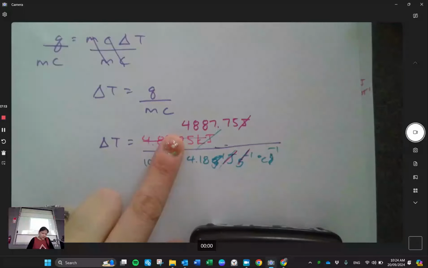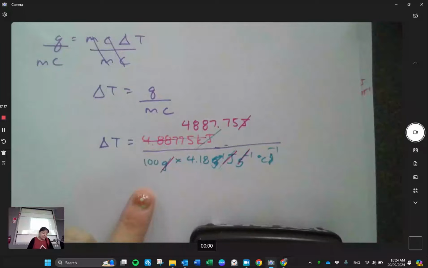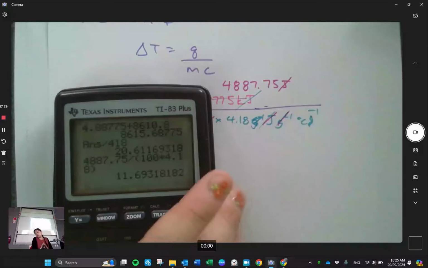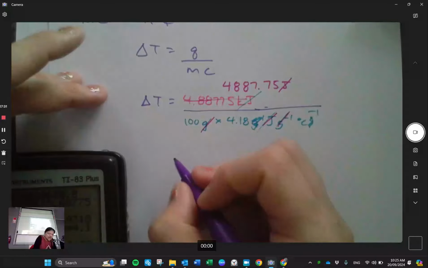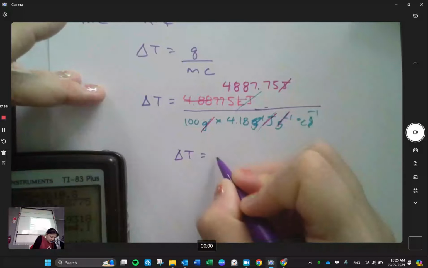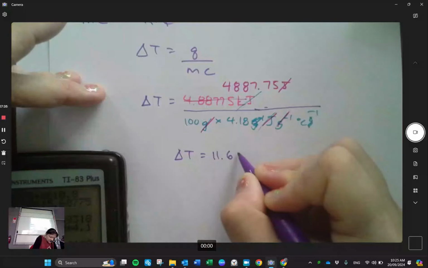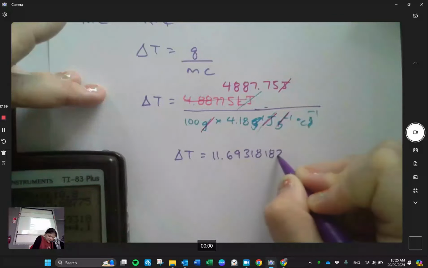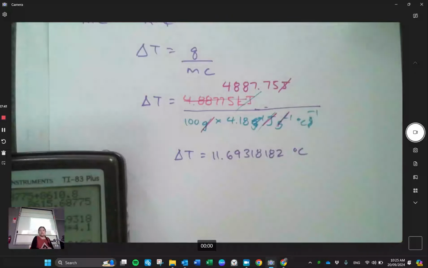So it'd be 4,887.75. I think my method probably would have worked if I had converted that actually too, because I forgot to convert in the other question. All right, divided by 100 times 4.18. There we go. That makes more sense. All right. So the change in temperature is going to be 11.69318. I'm not rounding my numbers because personally I round at the very end. Degrees Celsius.